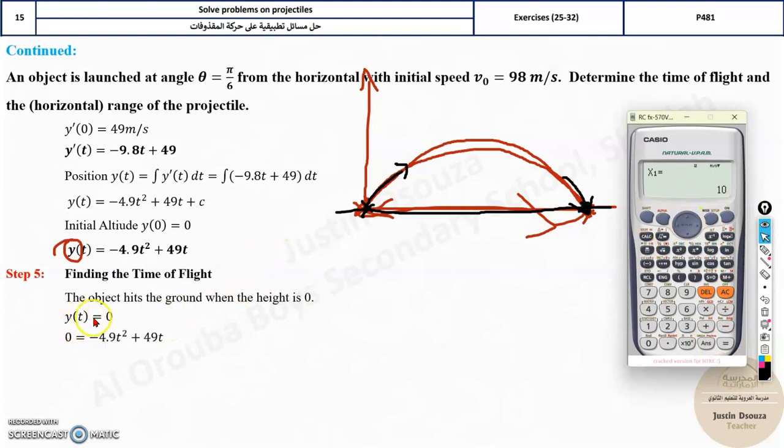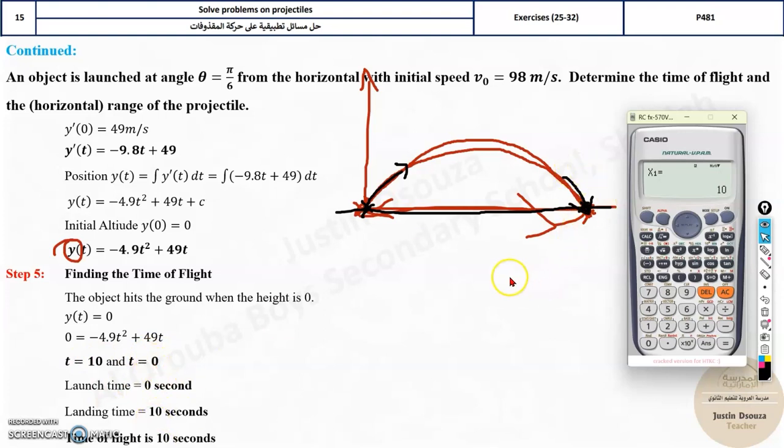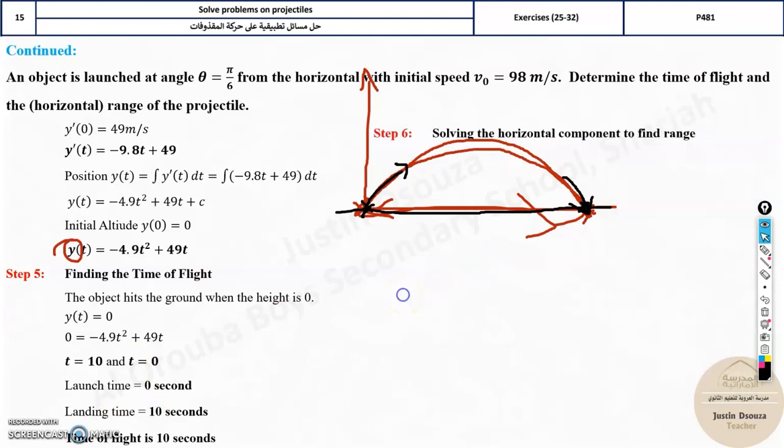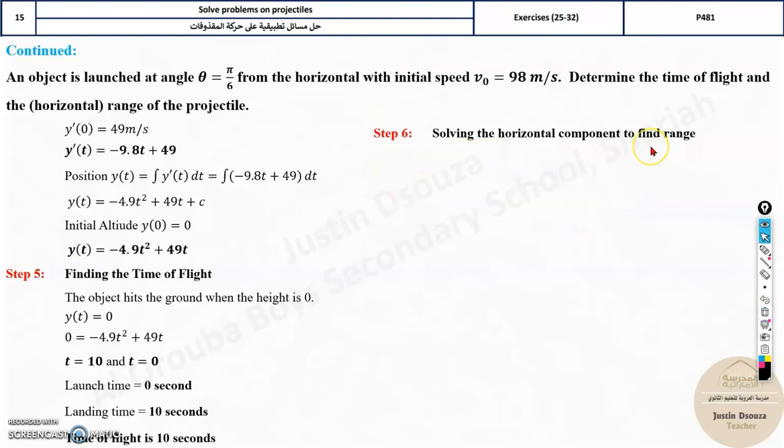So when we substitute this y of t as 0 and solve it, we got t equals 10 and 0. Now 0 is the launch time basically, and the landing time is 10 seconds. Now basically landing time is the time of flight. That much time it was in flight. Now we have to just quickly solve the horizontal component.